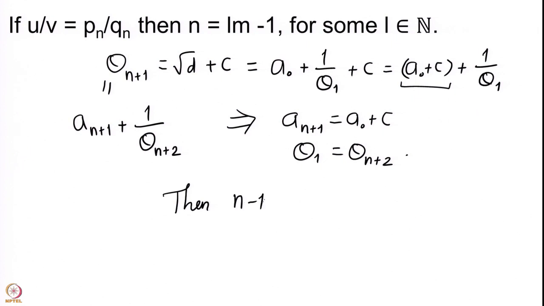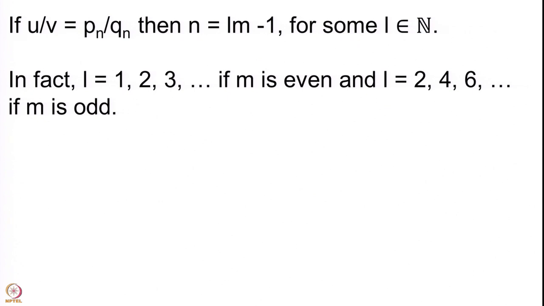So, n plus 1 is a multiple of m. Call it Lm, and therefore, we get n to be Lm minus 1 for some natural number L. Furthermore, these L's have to be 1, 2, 3 when m is even and 2, 4, 6 when m is odd. That is because we want our n to be odd. n has to be odd.